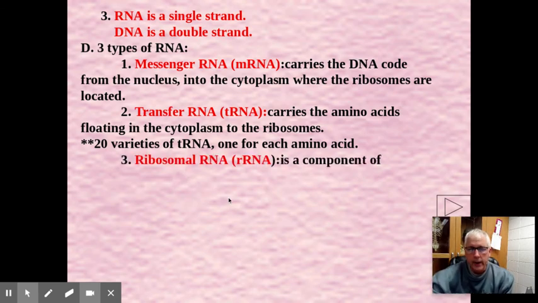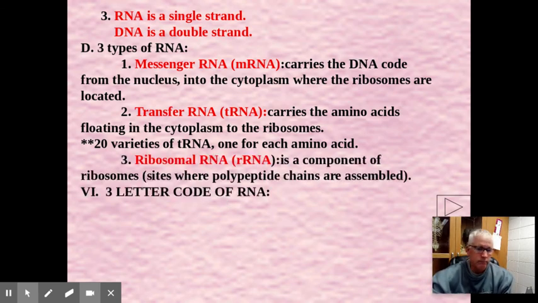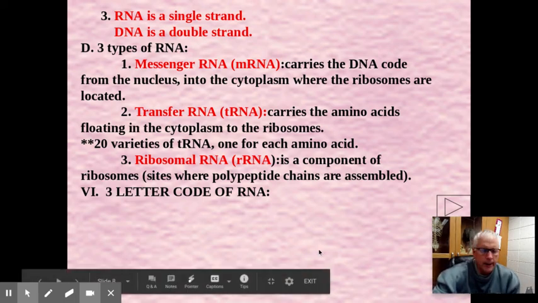And the third thing we have to have to build a protein is something to make sure everything matches, and we put it together and we build it. That's where ribosomal RNA comes in, okay? It is the site where the polypeptide chains are assembled, and it analyzes and makes sure everything is paired up like it should be, all right?